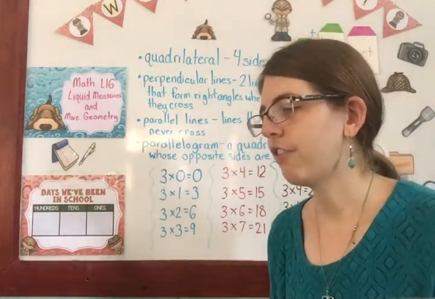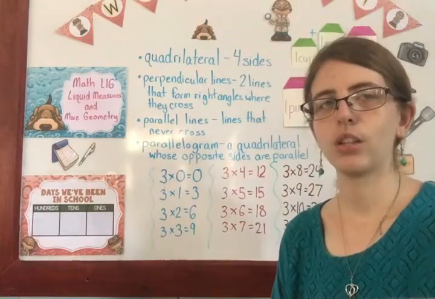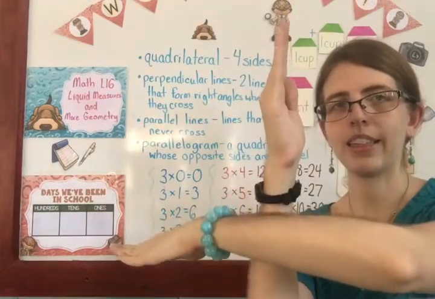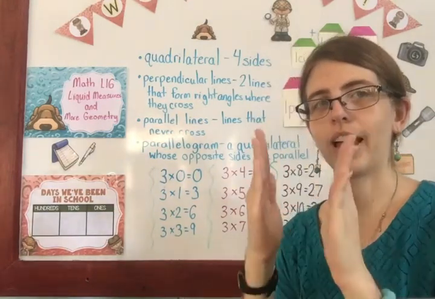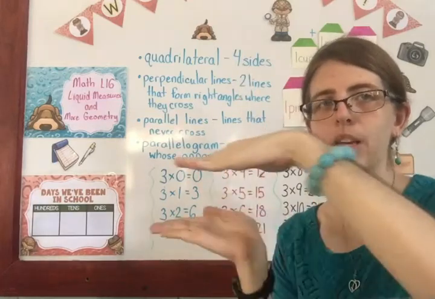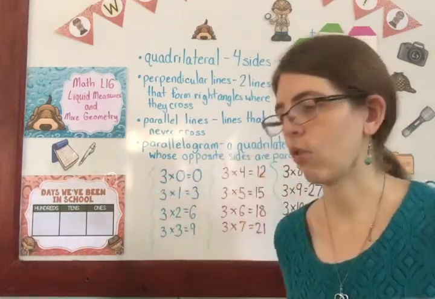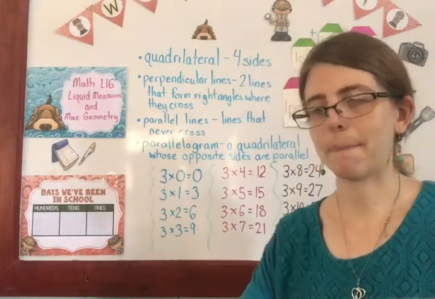Number 9, find and trace 2 sets of perpendicular lines. So 2 sets where the lines are going like this, and 2 sets of parallel lines. So lines that will never cross. It can be going up and down, or it can be going across. It does not matter. So find and trace those lines on your paper.